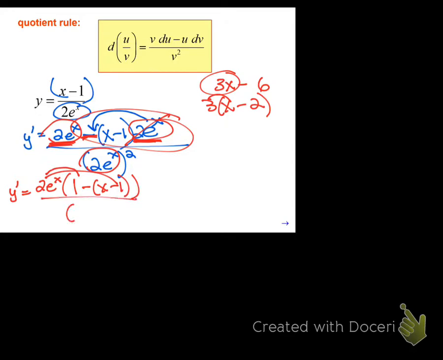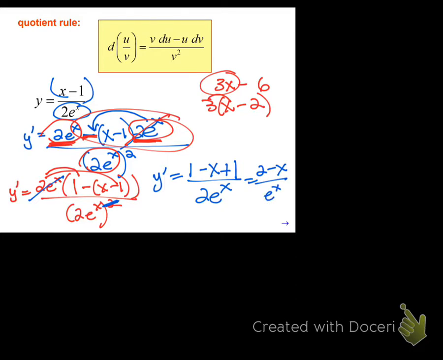On the bottom, I have a 2e to the x squared. So now I can cancel this 2e to the x and one of these 2e to the x's. And in the numerator, I have 1 minus x plus 1 over 2e to the x. Combine like terms, and that's 2 minus x over e to the x. Now, if you didn't like this way of factoring, you could have put this 2e to the x here near the negative and distributed and then factored. You would have gotten the same answer.